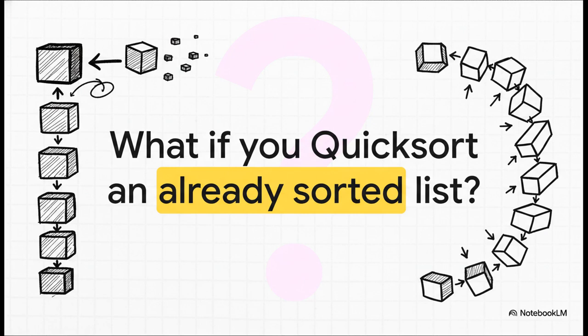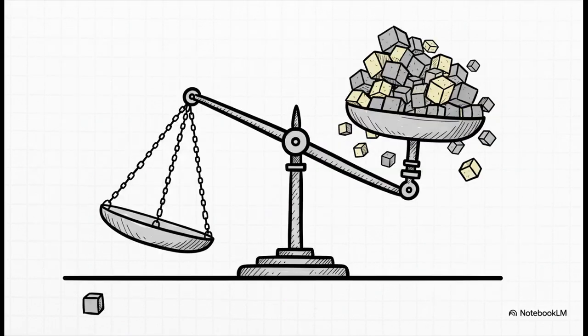So let's run a little thought experiment. What happens if you try to use Quicksort on a list that's already perfectly sorted? And let's say our algorithm is kind of naive and always just picks the very first item to be the pivot. What do you think would happen? It's a disaster. The partition becomes totally unbalanced.